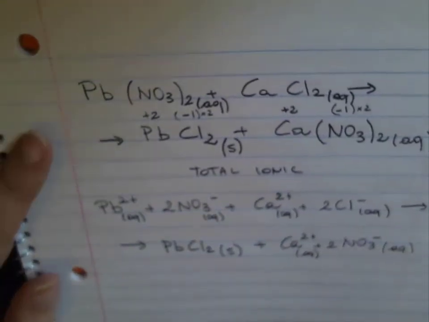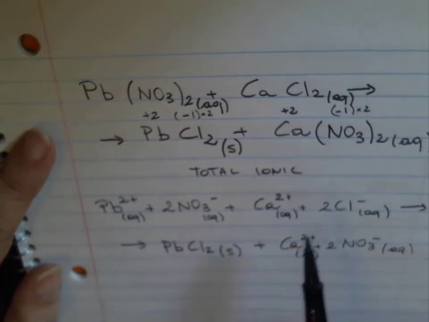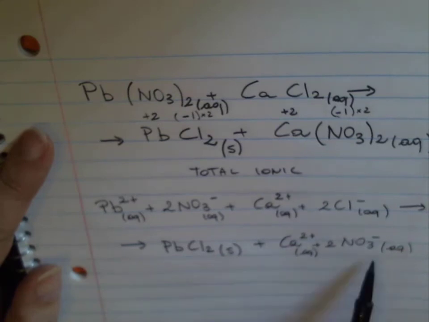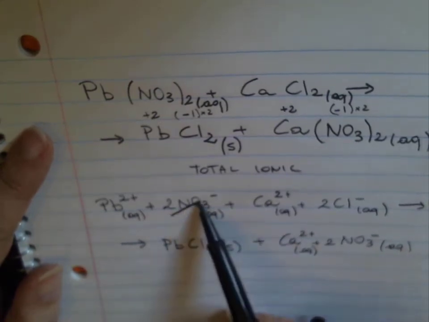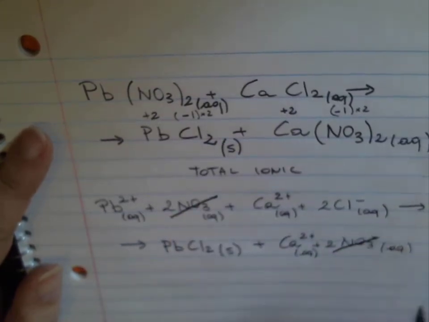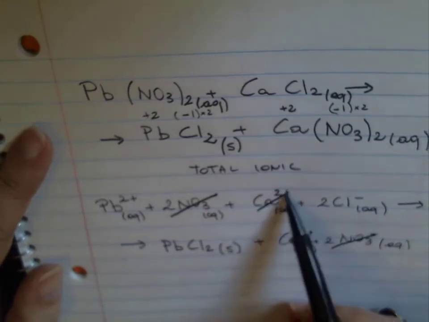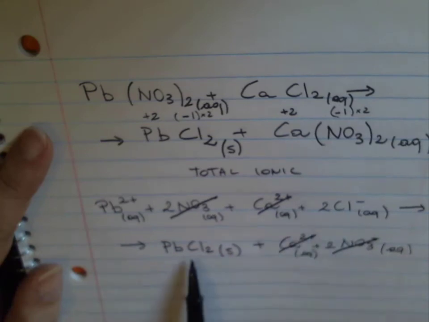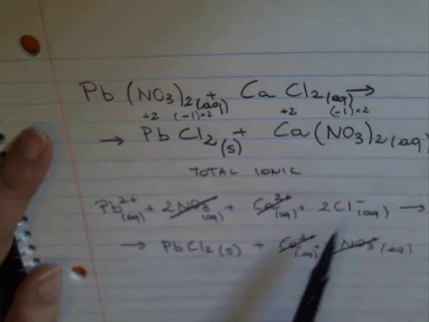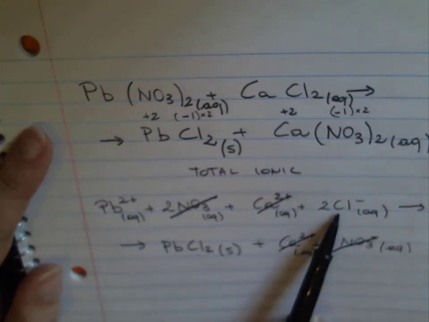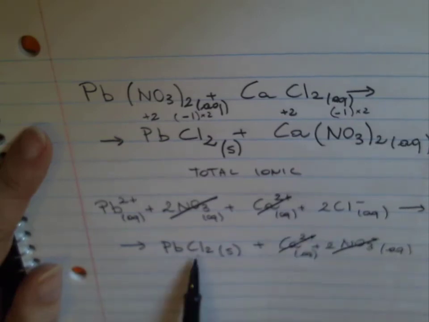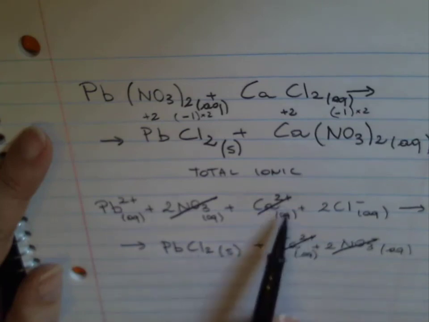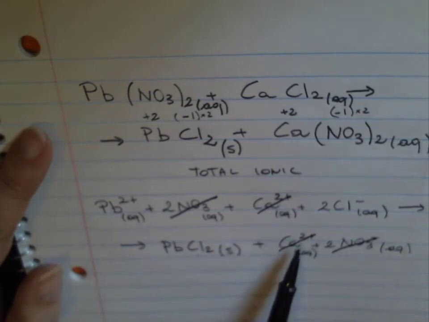Once we have done that, we can see that there are spectator ions which are identical between the reactants and the products. So these can cancel out, and these can cancel out. Notice that chlorine and chlorine do not cancel out. This is a chloride ion. This is not. So these are not the same species. These are the same species because they're both calcium ions.